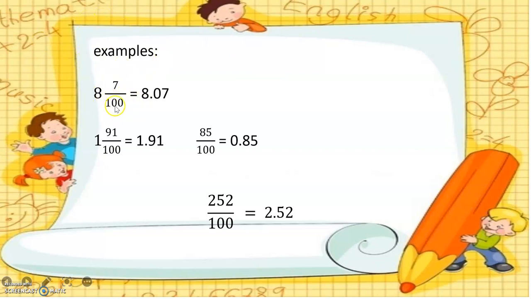8 and 7 over 100. Copy the whole number 8, and then 0.07. 7 over 100, 100 has two decimal places. That's why we copy the 8 and then 07. 1 and 91 over 100: copy the 1 and then 91. It is 100, so two decimal places, 1, 2. 85 over 100 is equal to 0.85. 252 over 100 has two decimal places, that's why 2.52.